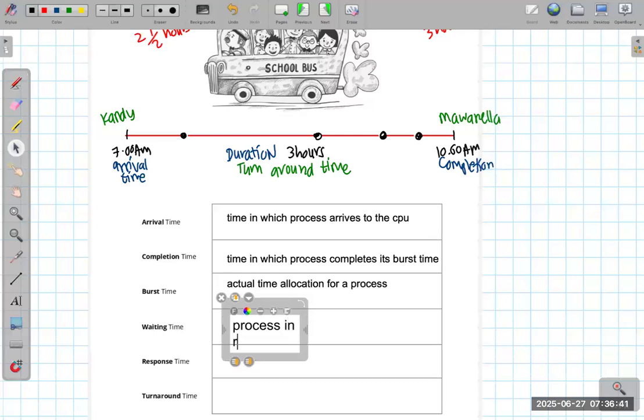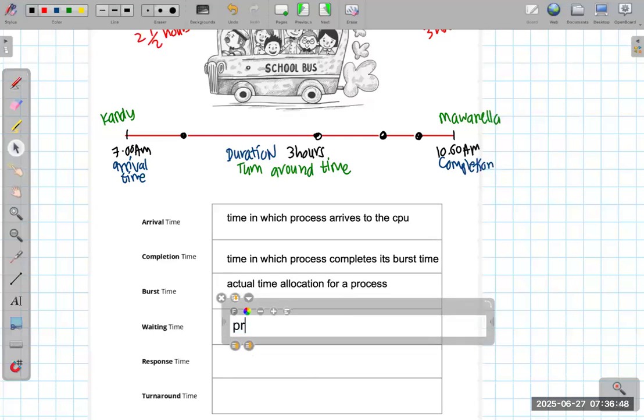Process in ready state. Or else process was idle. We call it waiting time when the process is in idle state.